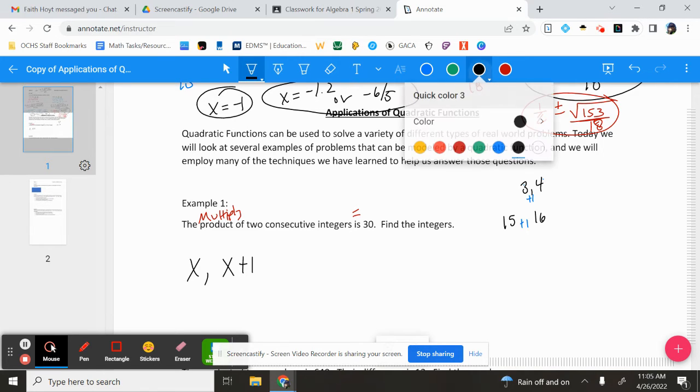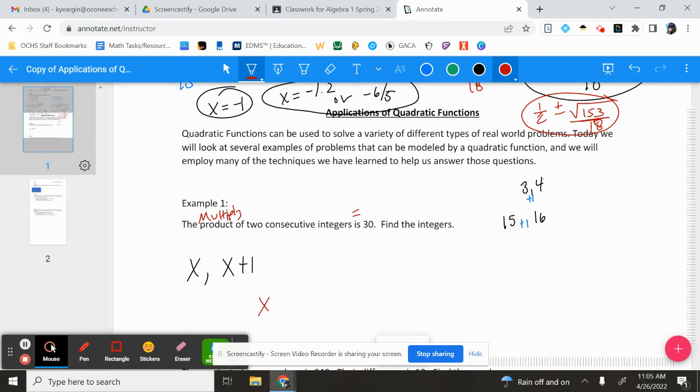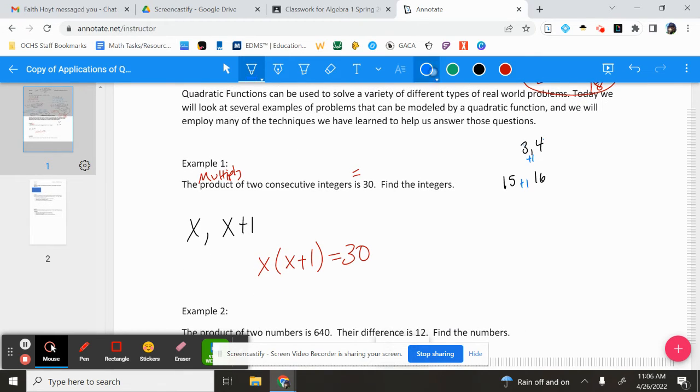Now, I need to do what this says. Find the product of these two. So x times x plus 1 is going to equal 30. Now, we can use any of the methods that we've discussed so far. I'm going to distribute and then use the quadratic formula. So I'll get x squared plus x is equal to 30.